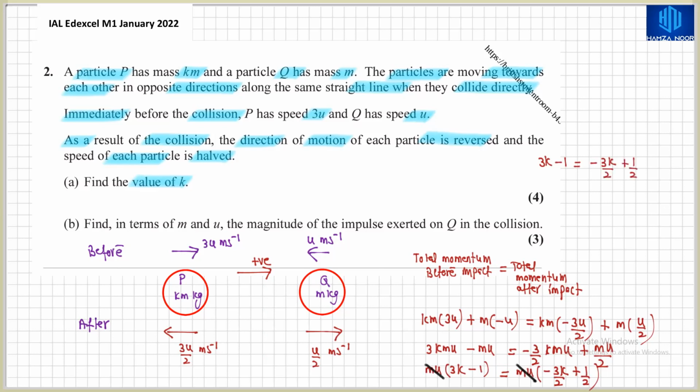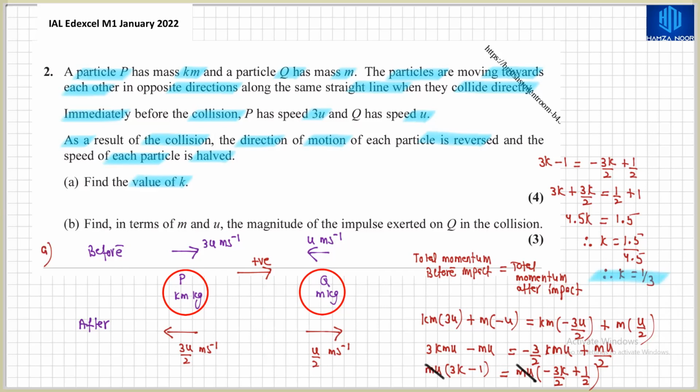So we are going to solve this equation. 3k plus 3k over 2 is equal to half plus 1. So 3 plus 3 over 2 means 4.5. So 4.5k is equal to half plus 1, which means 1.5. Therefore k is equal to 1.5 divided by 4.5, which means k is equal to 1 over 3. So the value of k is 1 over 3. And here we have solved part A.